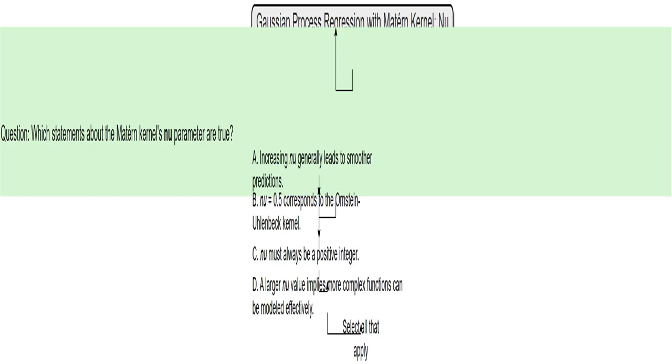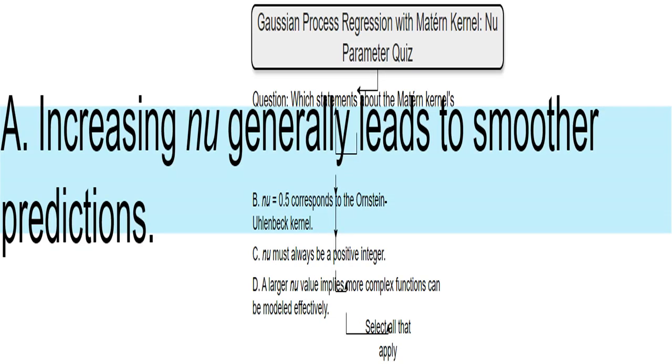I'm testing your knowledge of the Matern kernel's NU parameter. This parameter controls how smooth or rough the model's predictions are. It's like tuning a dial. You can adjust smoothness with it. A higher NU value results in smoother predictions, which means the curve will be less wiggly.